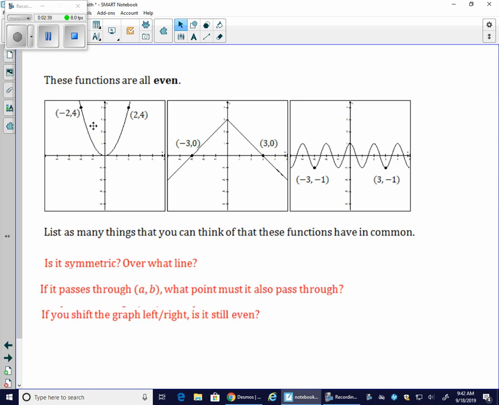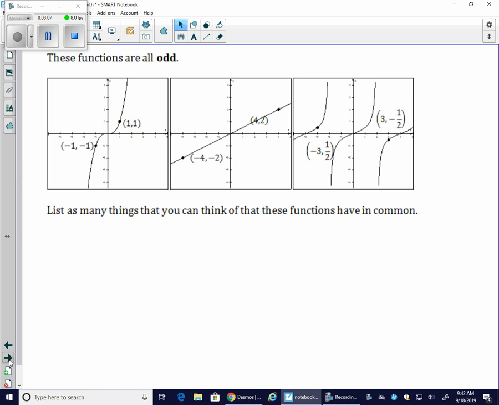If you shift the graph left or right, is it still even? Or if you shift the graph up and down, is it still even? So these are all questions I want you to think about and make a conjecture on what you think. Again, pausing the video to give your brain some time to think is a great option if you're here to actually learn. I'm going to do the same thing looking at odd functions.